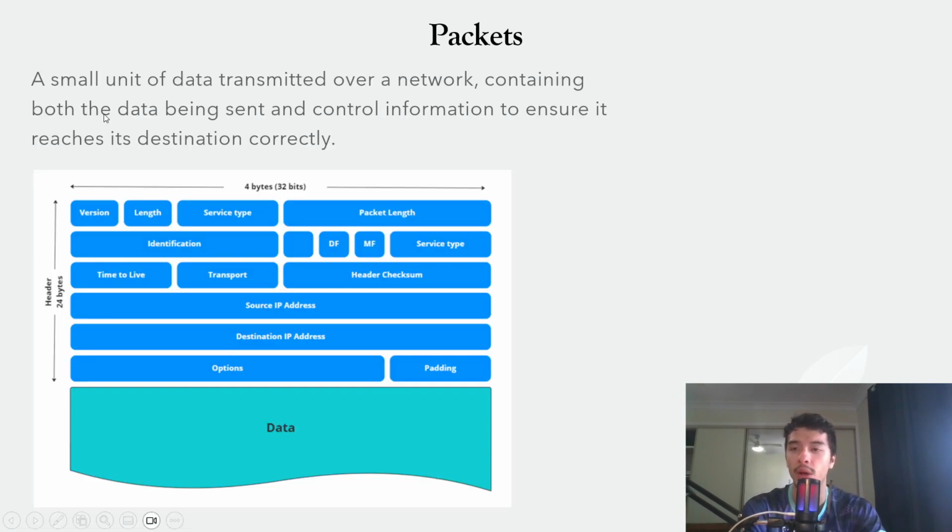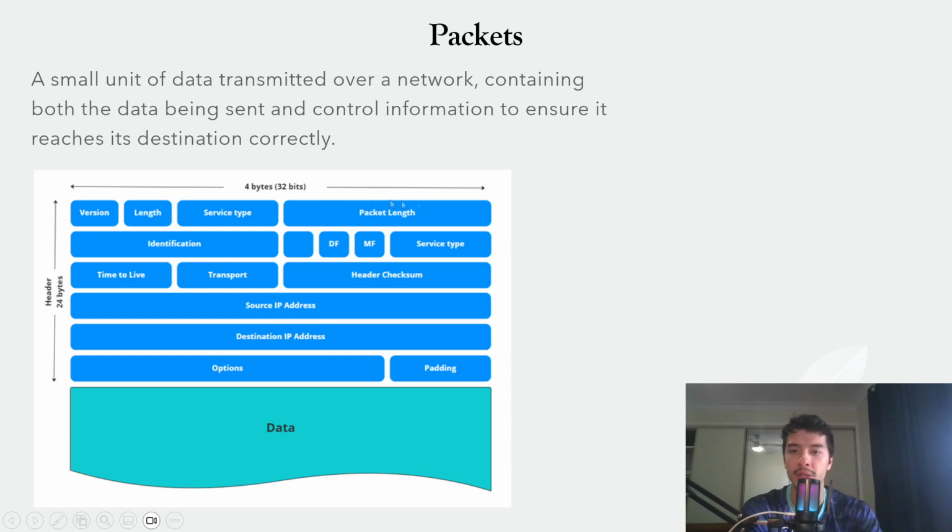Packets. A packet is a small unit of data transmitted over a network containing both the data being sent and the control information to ensure it reaches its destination correctly. Now, I don't remember all this stuff, as I finished my course a few weeks ago, but it's the basic idea of what a packet is. It contains header fields, it contains frames, it contains everything that is stored. As you've got here, you've got the source IP address, destination, packet length, the checksum, the time to live, which is TTL, the version, the length, identification, and all these different things, okay?